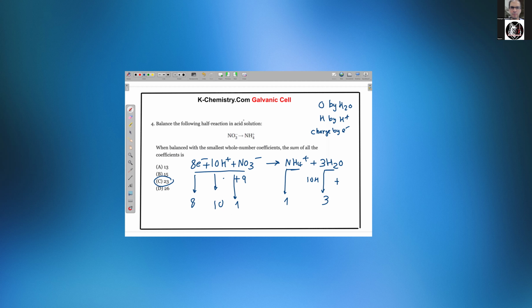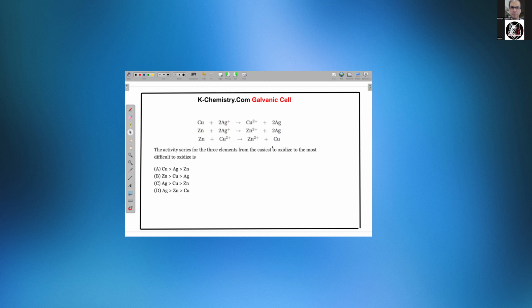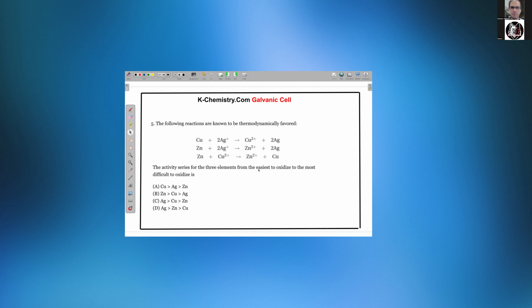The following reaction is thermodynamically favored. So the activity series for the three elements from the easiest to oxidize to the most difficult to oxidize is what? Can you try it?